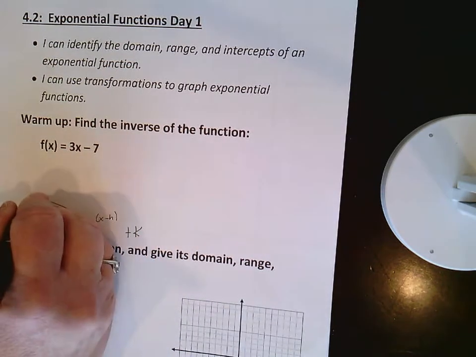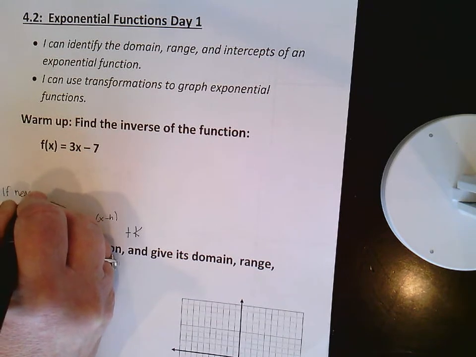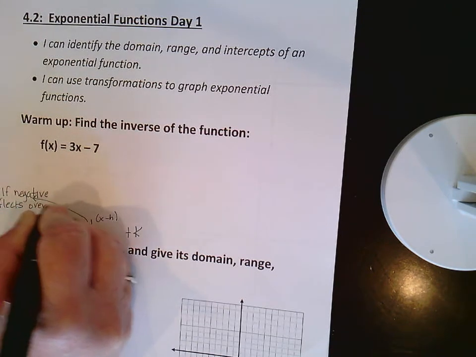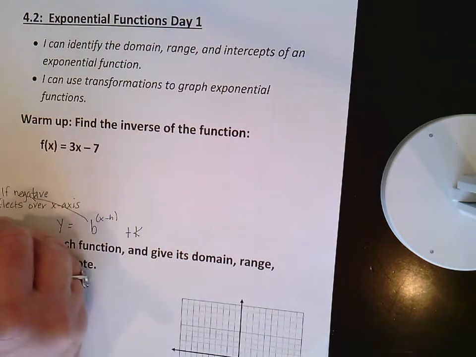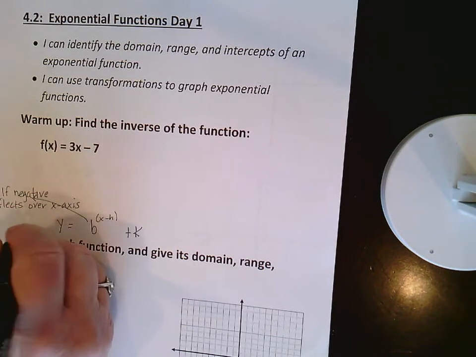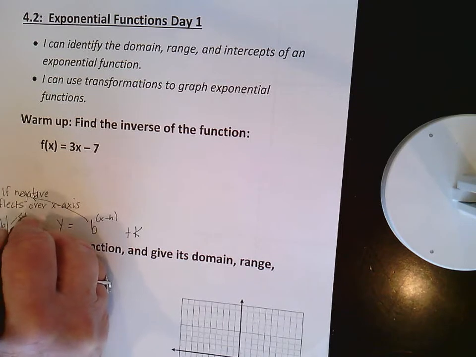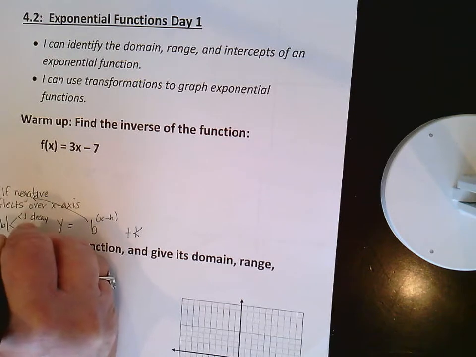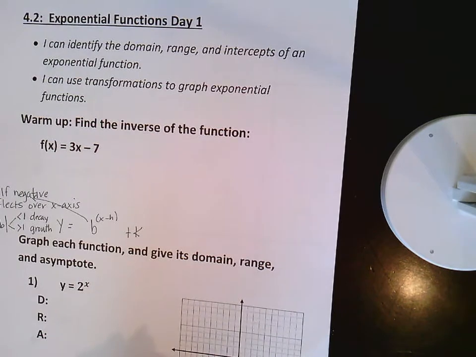If the b is negative, it reflects over the x-axis. And the second part of the b is if the absolute value of b, that means looking at it without the negative, is less than 1, it's decay. And if it's greater than 1, it's growth. And you learned that in Algebra 1, but a little review doesn't hurt.